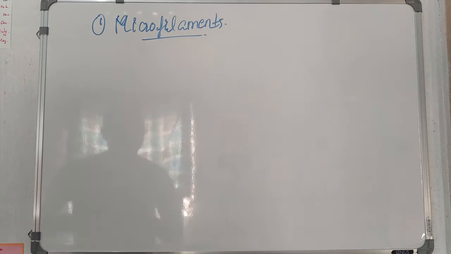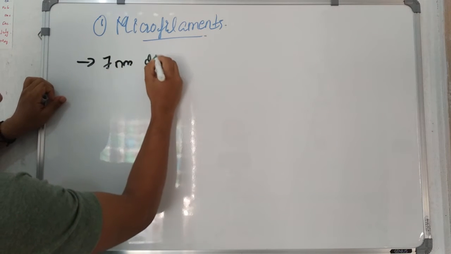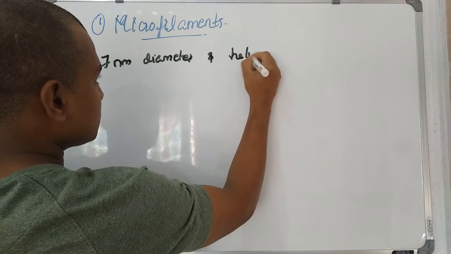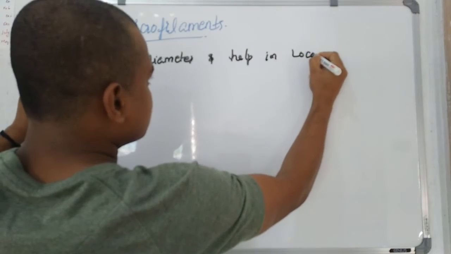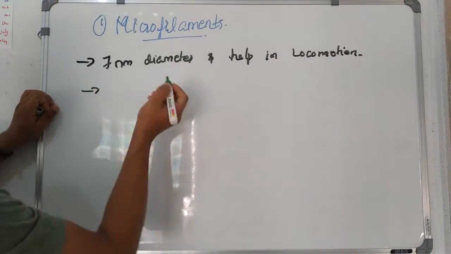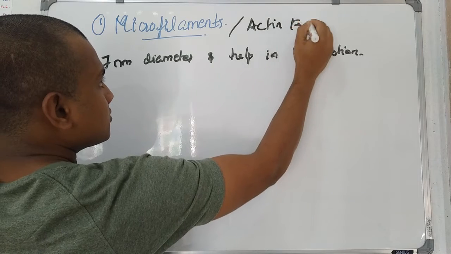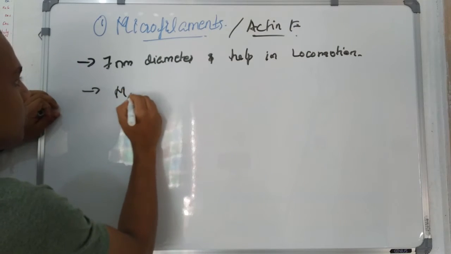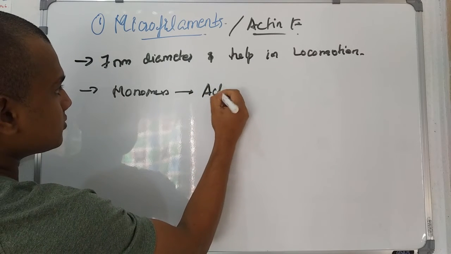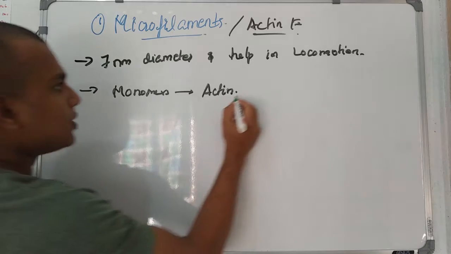Now taking a look at microfilaments. Microfilaments are 7 nanometer in diameter, and they help in locomotion. Microfilaments are also known as actin filaments. They are made up of monomers called actin, and actin is a globular protein.